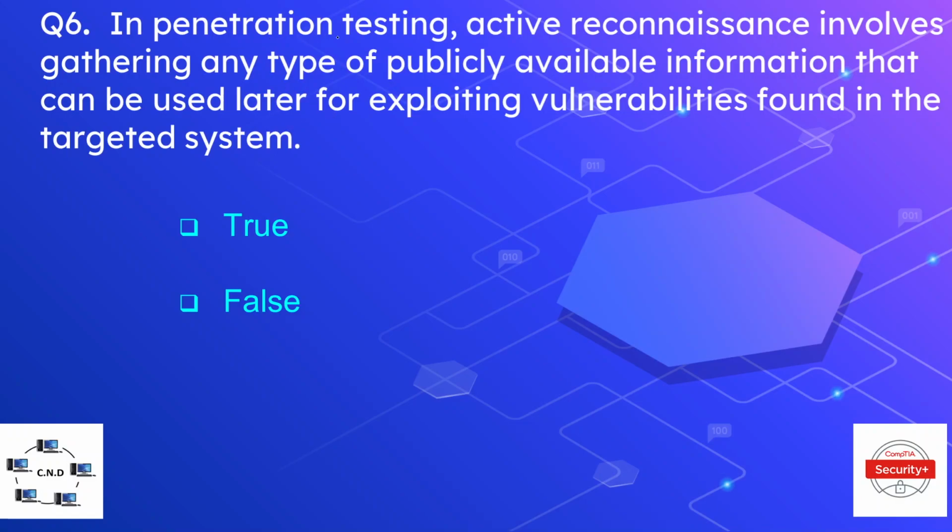Question number six is that in penetration testing, active reconnaissance involves gathering any type of publicly available information that can be used later for exploiting vulnerabilities found in the targeted system. Again, this statement is either true or false, and the correct option is false. Gathering publicly available information is passive reconnaissance rather than active reconnaissance, so that's why this statement is false. Active reconnaissance includes scanning, port scanning, pinging, etc.